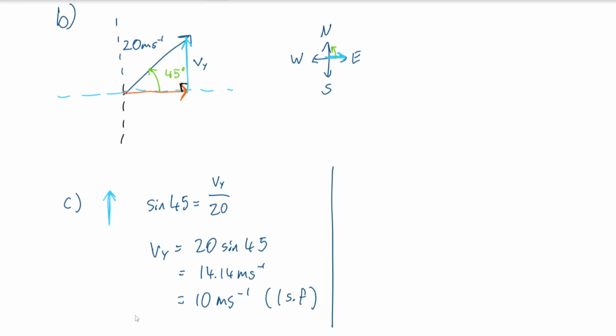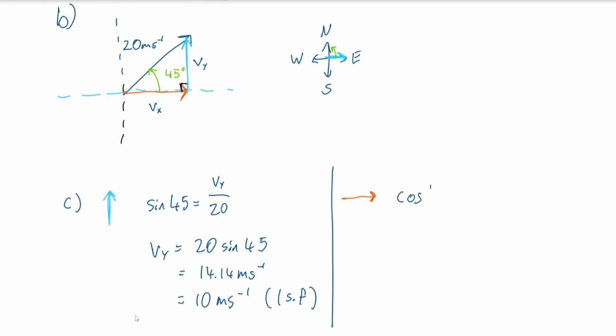So that's for the vertical direction, following that light blue arrow. For the horizontal direction, well, we know the direction is to the right, along east. Similarly, we can work out, let's denote it Vx, x being the horizontal, as we're looking for the adjacent. We have the hypotenuse, so we'll use the cosine ratio.